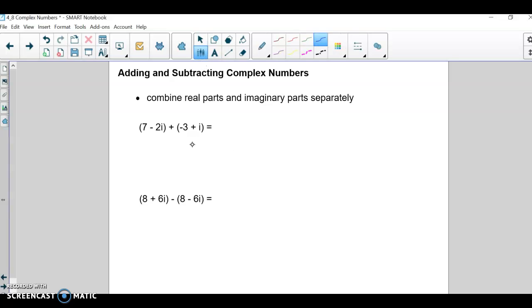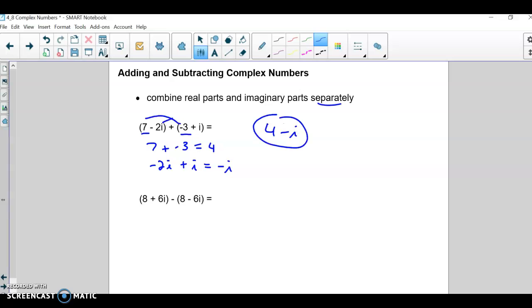Okay, so much like the directions say, when you add or subtract, you just combine the real and imaginary parts separately. So here, I'm just going to do the positive 7 plus negative 3 to get 4. And then I'm going to do the i parts, negative 2i plus i. So it'd be negative i. So my answer is 4 minus i. Okay, so basically just combine your real parts, combine your imaginary parts, and you're done.